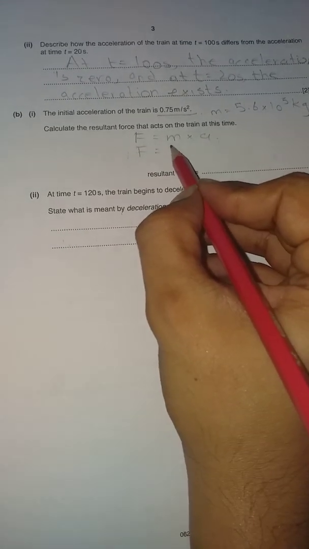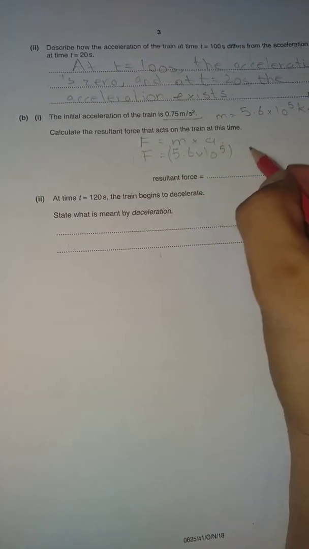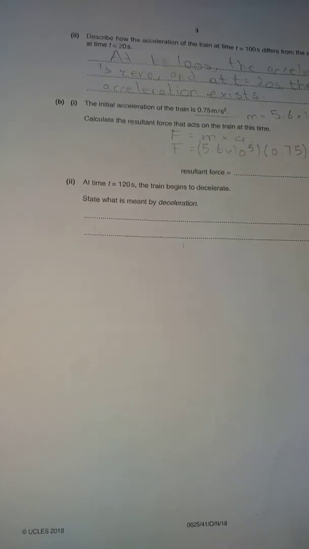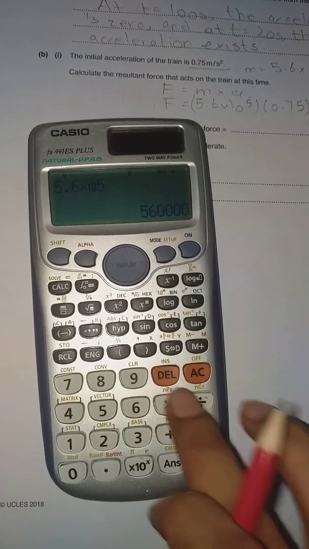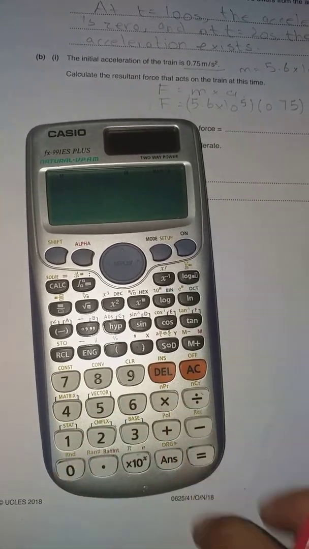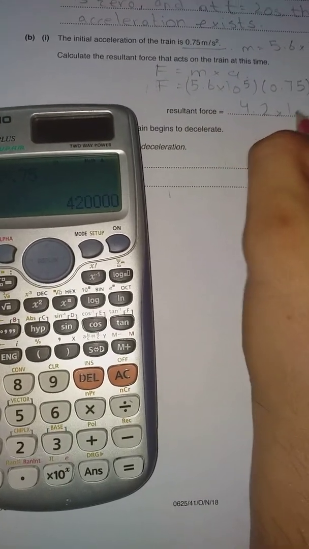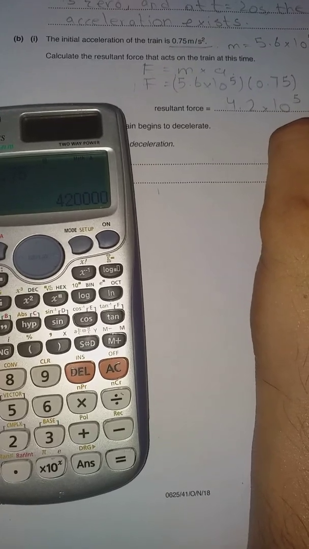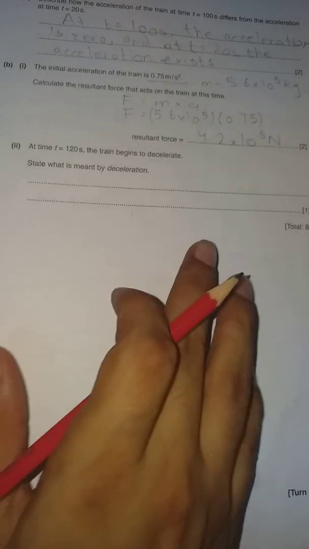So putting in the values quite easily, it's 5.6 into 10 raised to power 5 into 0.75, and that would give us the answer. 5.6 exponent 5 multiplied by 0.75 is 4.2. We'll write it in the standard form. It's 4.2 into 10 raised to power 5 newtons. Remember, newton is the unit for force.